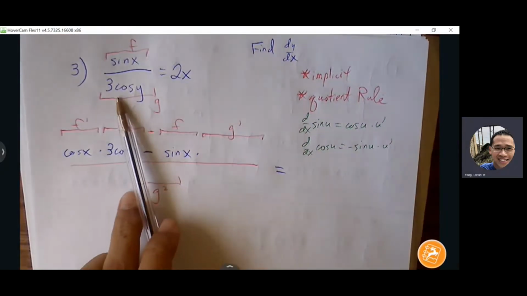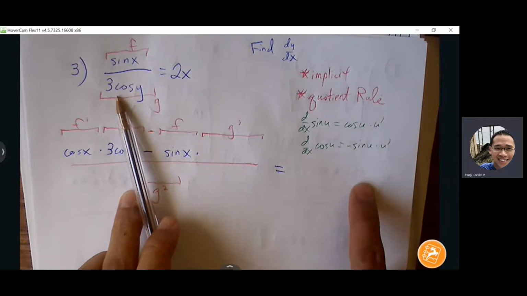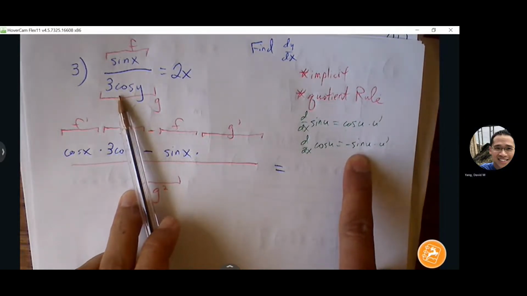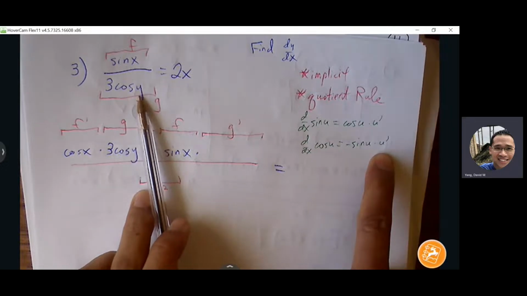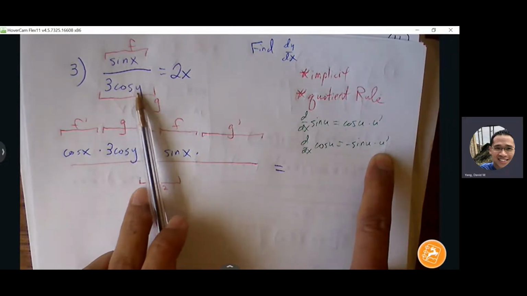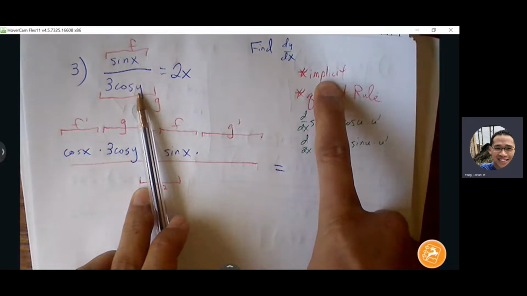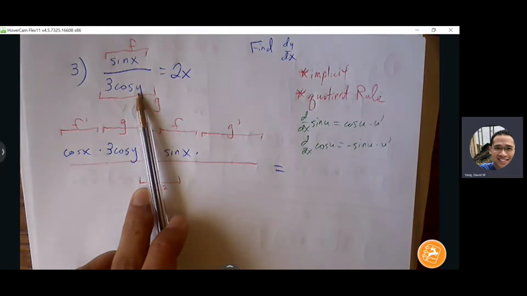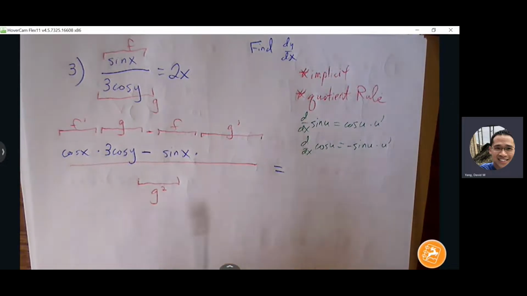G prime. 3 cosine of y becomes what? Good. This is where dy dx is going to pop up, right? There's that implicit. There's only one y in the equation, so that's where the dy dx is going to pop up at the g prime.